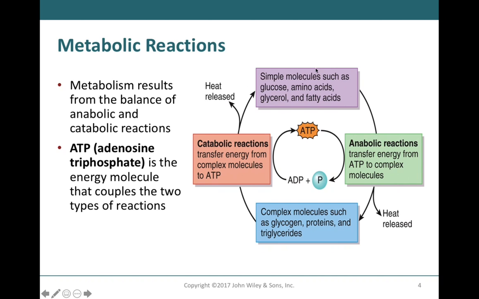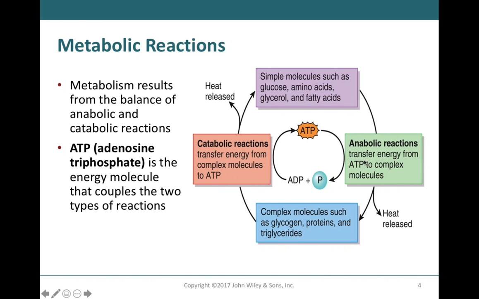So one thing that we can see on this slide is that simple molecules, such as glucose, or amino acids, glycerol and fatty acids are going to come together to make lipids. Amino acids are going to be the constituent parts of our proteins. These are going to be our monomers of proteins. And glucose is going to be a monosaccharide. So these are all simpler molecules. And they're going to run through anabolic reactions. They're going to get built up and make complex molecules.